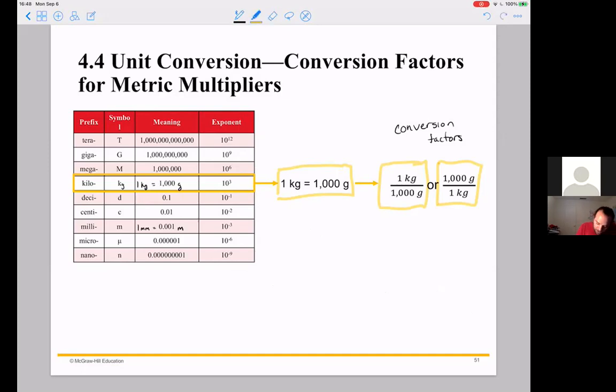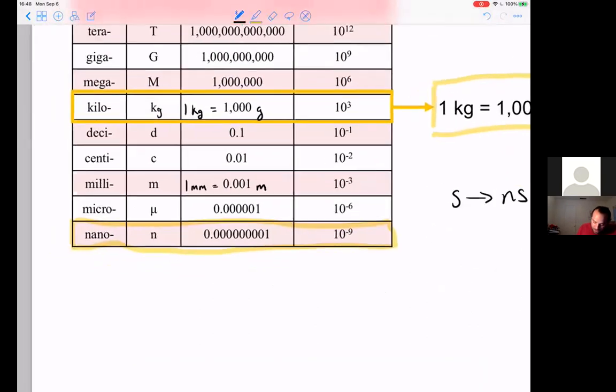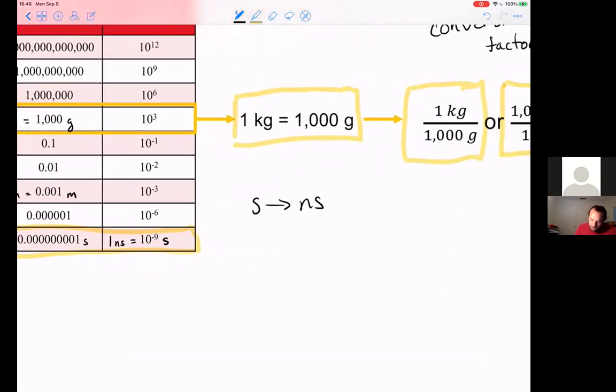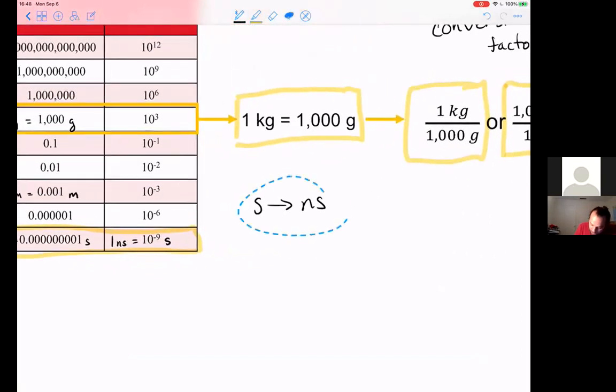First, I'm going to look at my chart. Let's do nano. If I wanted to go from seconds to nanoseconds, I would look at my chart. This is the same thing as saying 1 nanosecond equals this many seconds. It might even be more convenient to use the exponent form, because this number is so crazy. So from my chart, I got 1 nanosecond equals 10 to the negative 9 seconds.